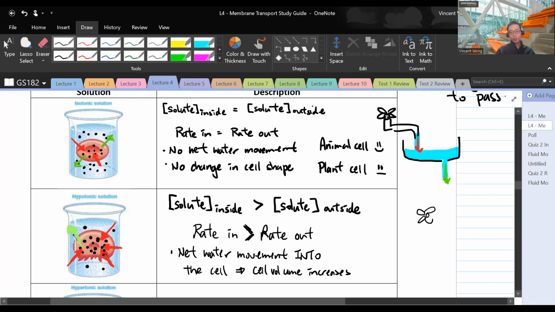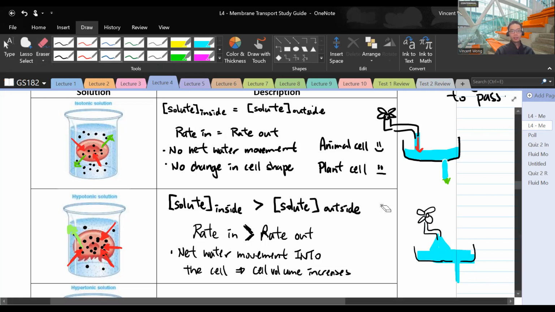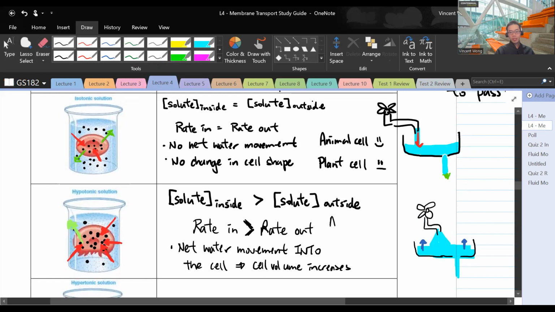So in our water tap analogy, you would be turning on the tap really, really big when the water is leaving. But because more water is coming in than leaving the bucket, your water level will rise over time, and eventually it will overflow. In the case of an animal cell, this is bad news. It will burst. We call that lysis.